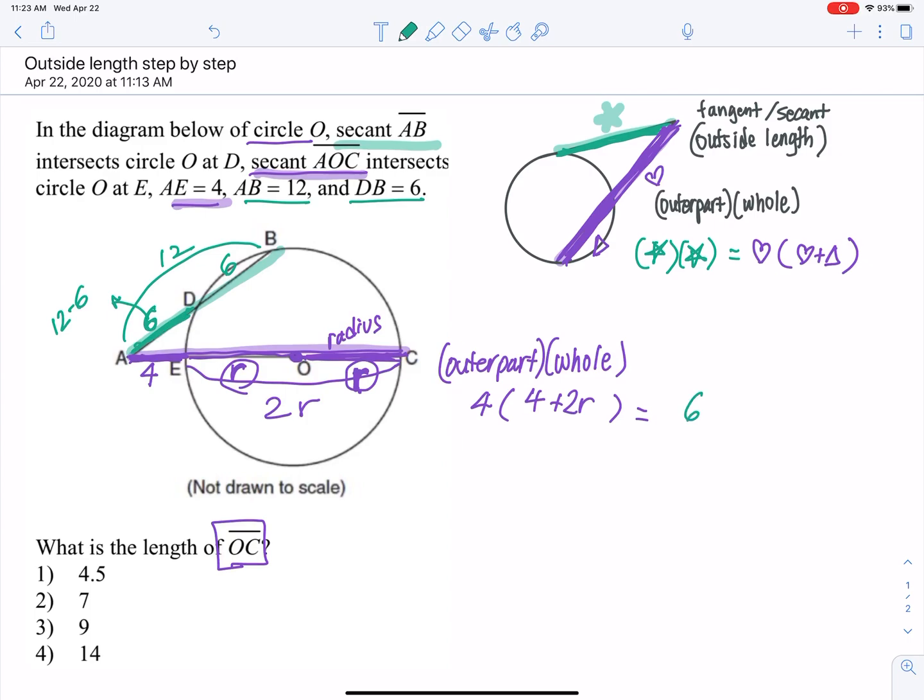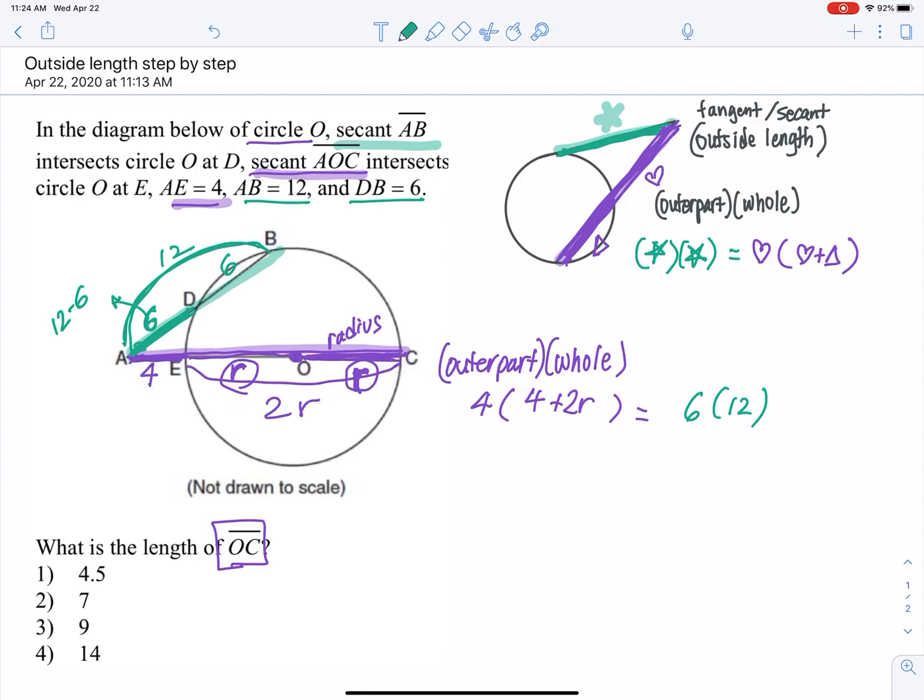So let's go back to the formula. Outer part times the whole, they already gave us the whole, and the whole thing is 12. So just a quick review on the formula here. When we're dealing with lengths that form outside the circle, so when the lengths go towards the outside, it's outer part times whole equals outer part times whole.